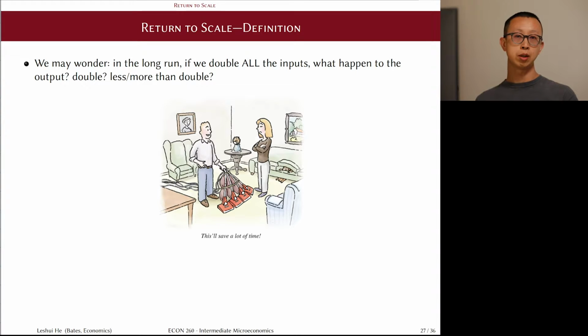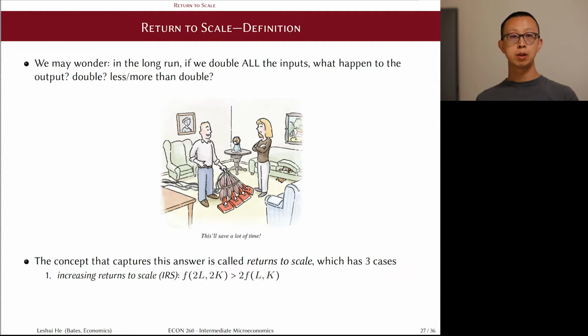But you may wonder, in the long run, if we can adjust all inputs, such as building a different garden, would we be able to double the output then? Well, in fact, we can ask an even more general question, which says, if we double all the inputs in the long run, what will happen to the output? Will the output double, or less than double, or more than double?